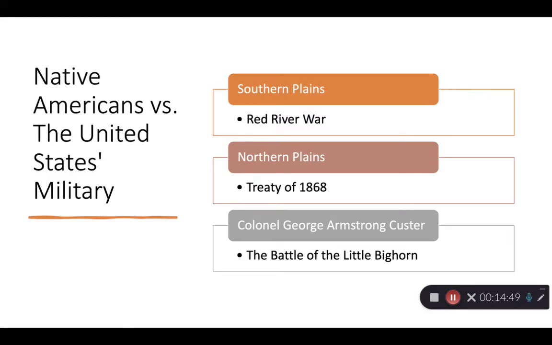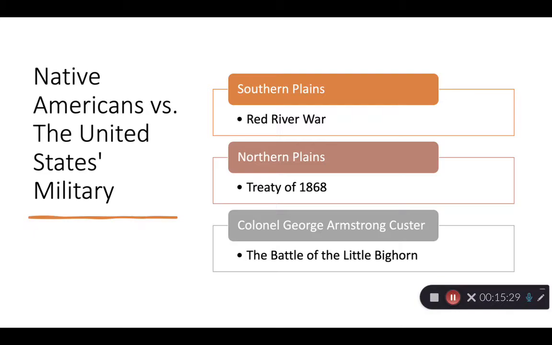So Native Americans versus the United States military. So look at the Southern Plains versus the Northern Plains. In the Southern Plains, we have the Red River War. So this was a military campaign launched by the Army in 1874 with the purpose of displacing Native American tribes from the Southern Plains and trying to relocate them to reservations in the Indian Territory. So in the Southern Plains, we basically have the United States Army just trying to remove Native Americans from their own land.